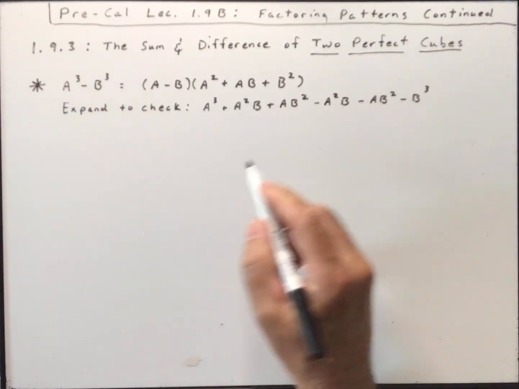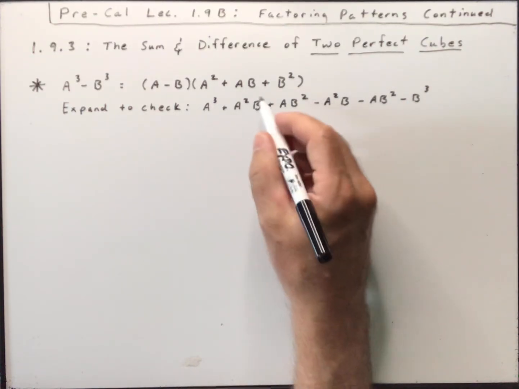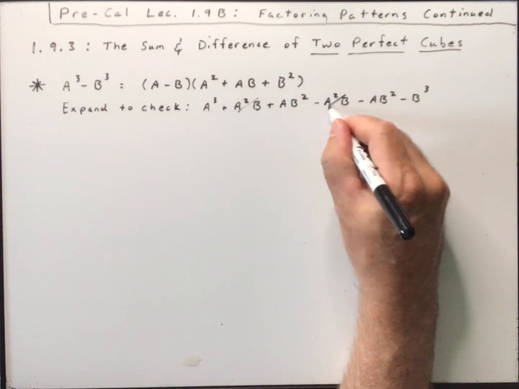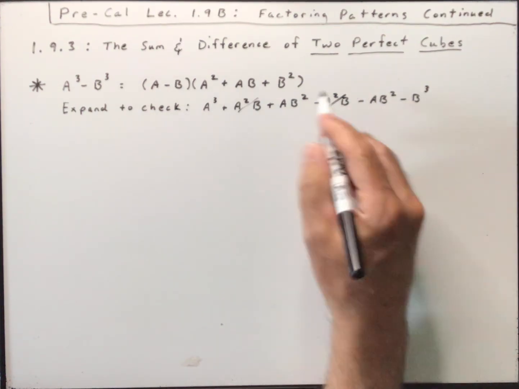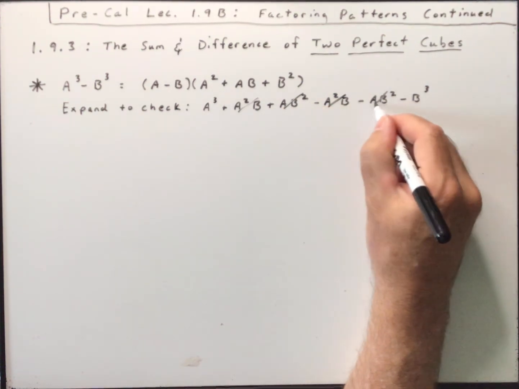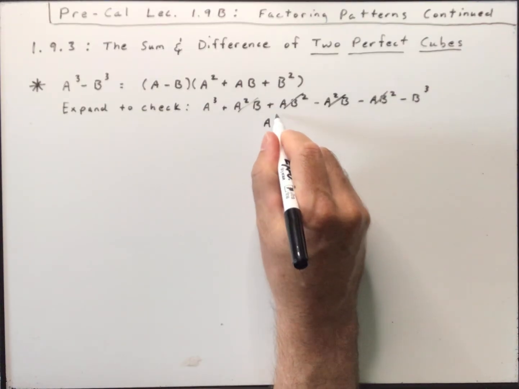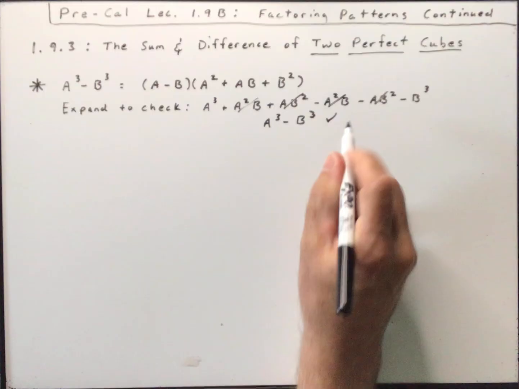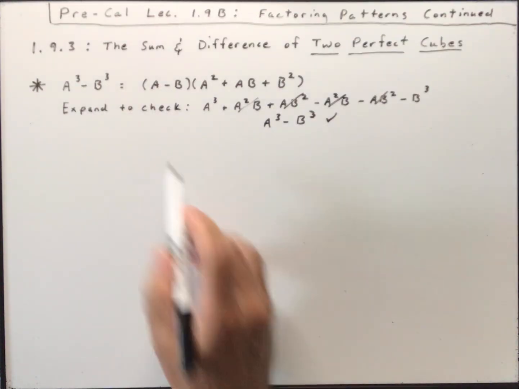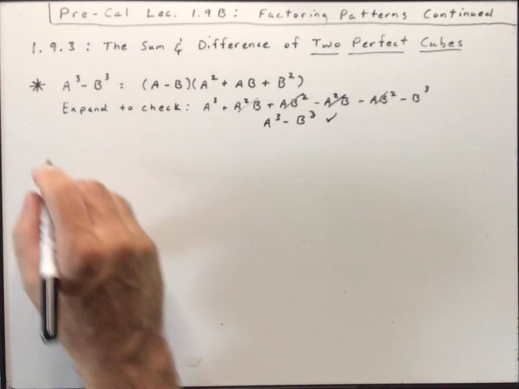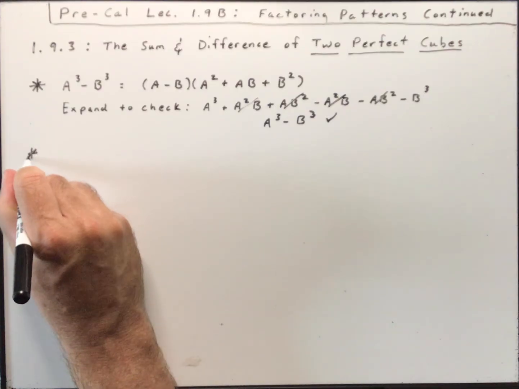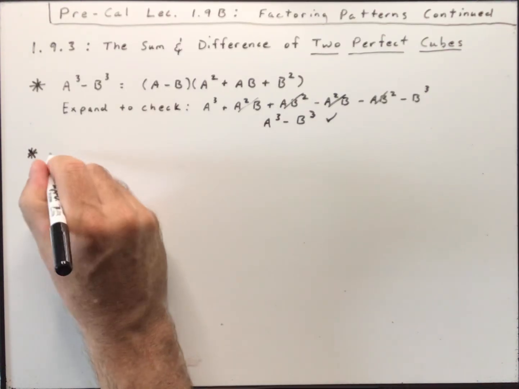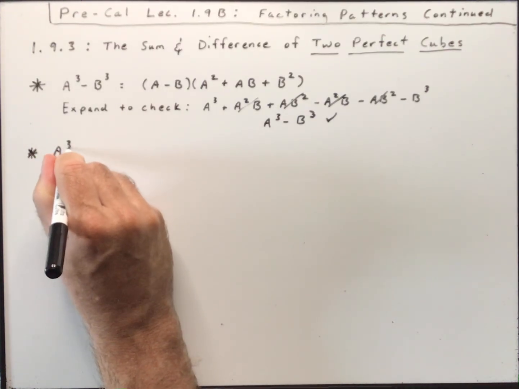So a lot of this cancels out. Positive a squared b, negative a squared b, those cancel out. ab squared, negative ab squared cancels out. And all you're left with is a cubed minus b cubed. So you can see that that is the original and it checks. So this works out.